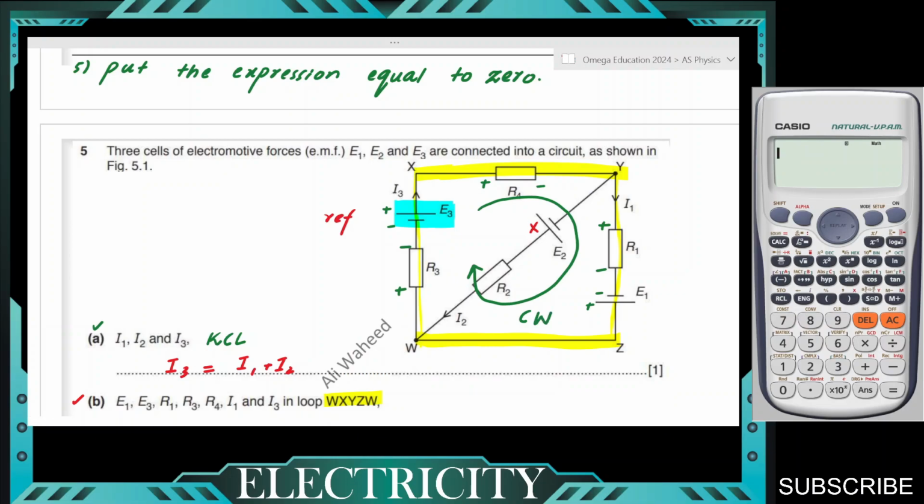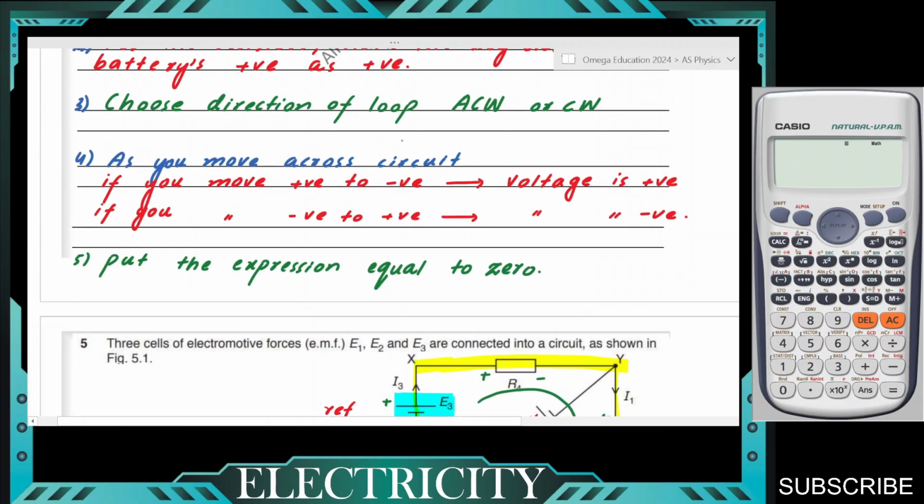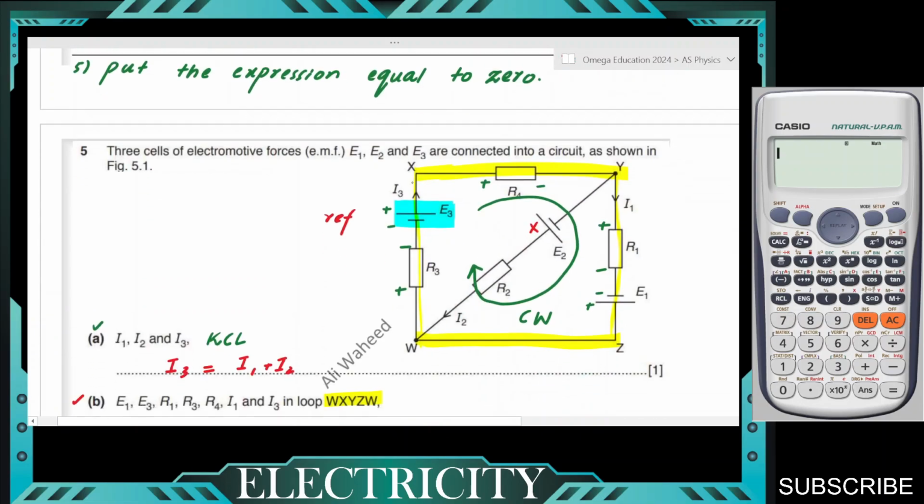And what else do we have? Yes, now you have to start moving through the components, and just keep it in your mind, if you move from positive to negative, the voltage would be positive. If you move from negative to positive, the voltage would be negative. So let's choose any starting point. You can choose any of the point as starting point.